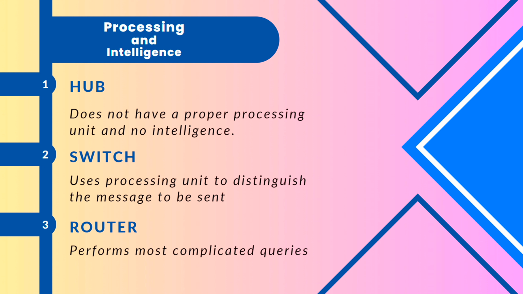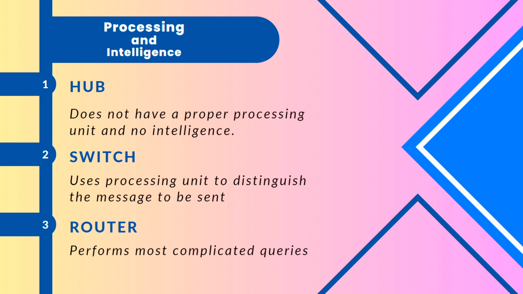The hub does not have a proper processing unit and no intelligence. There is no address-based intelligence in a hub to determine which specific device should receive the data. Every device connected to the hub's port will receive the data, regardless of its MAC or IP address. The switch uses a processing unit like MAC address to distinguish the message to be sent. It uses MAC addresses to make intelligent forwarding decisions, ensuring that data is delivered only to the specific device it's intended for.